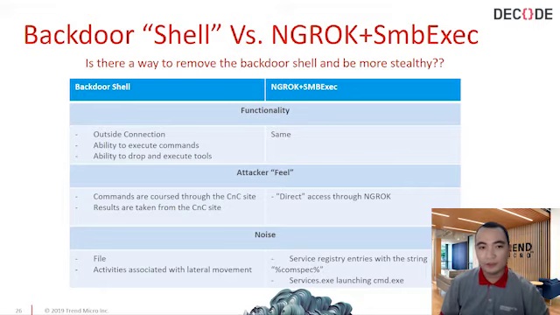As for the noise, for backdoor shells, of course, there are files and activities associated with lateral movement. If you want persistence, there are also registry artifacts like Run registry keys, sometimes services, or sometimes entries in the startup folders. These are very typical of backdoor shells.